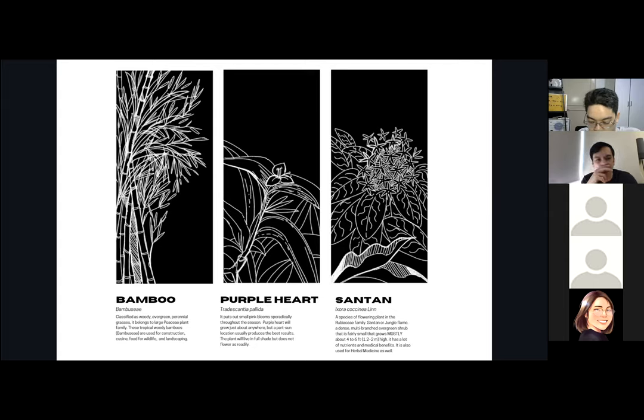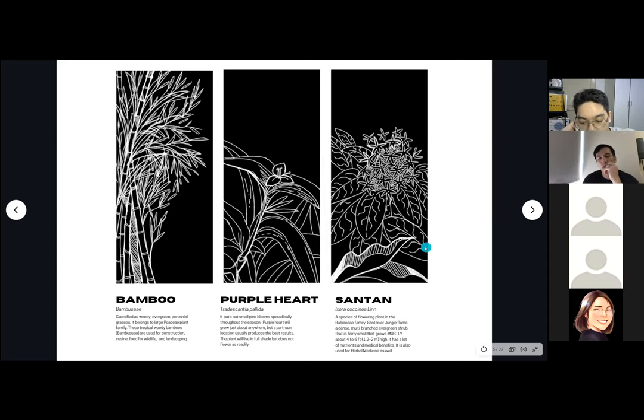Next is the color, which I'll explain further later. And lastly, how they grow in terms of sun and wind factors in my site. The first one is bamboo, and the particular species I picked is Bambusae. Next is purple heart. You'll see the real photos later, but these are some of my drawings first. It is purple and has pink flowers, so it's really pretty to look at.